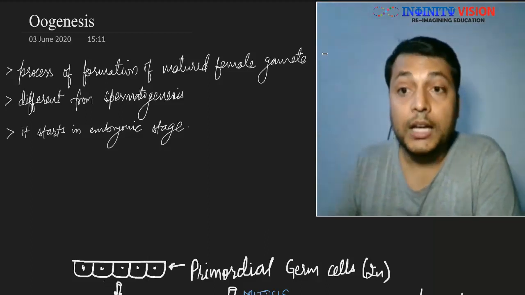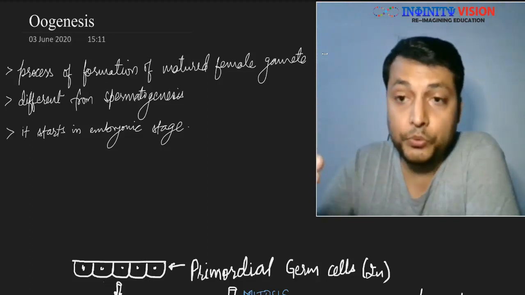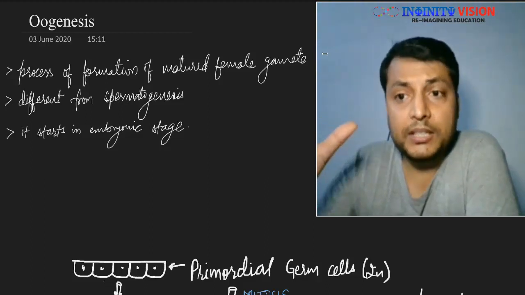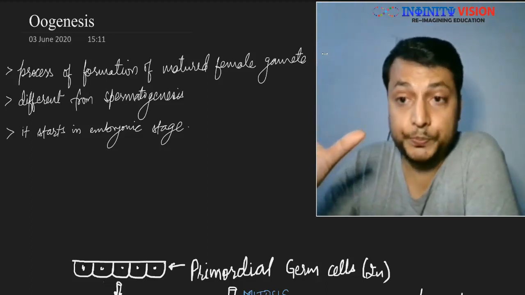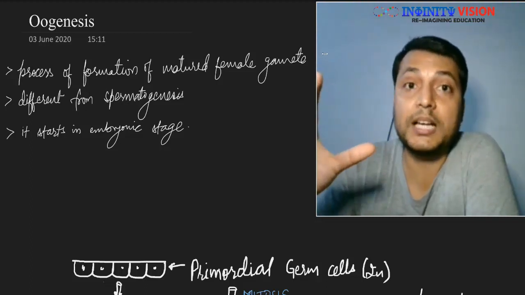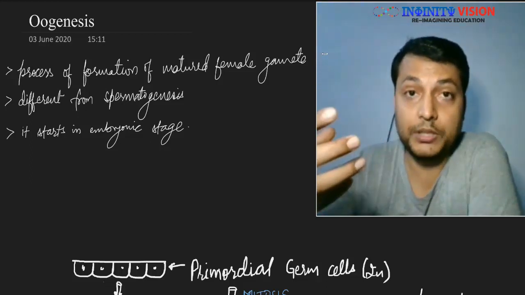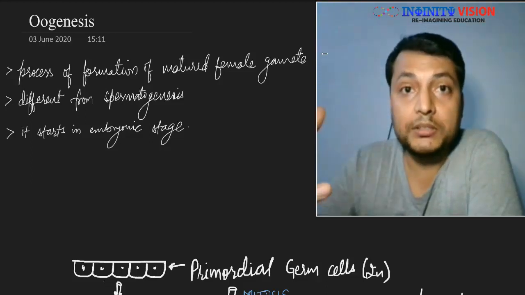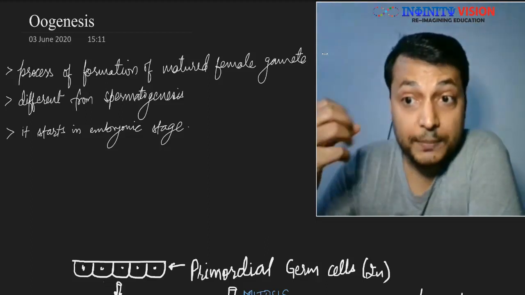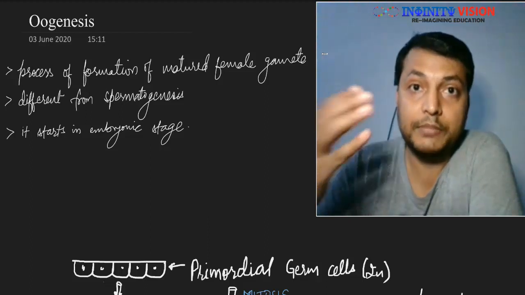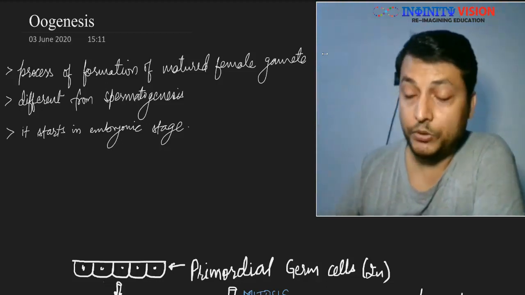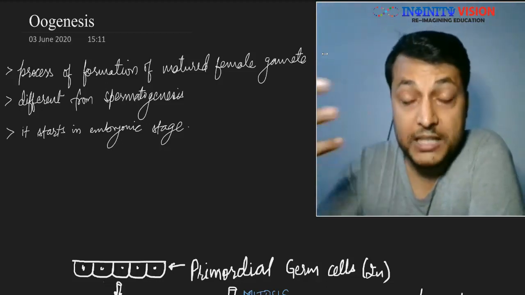Now, if we compare the process of oogenesis with spermatogenesis, we find that there is a distinct difference between the two. Why do we want to compare? Because both of these processes are a type of gametogenesis, that is, these are the processes by which gametes, male and female gametes, are produced by the human male and female respectively. So what is the difference between the two?